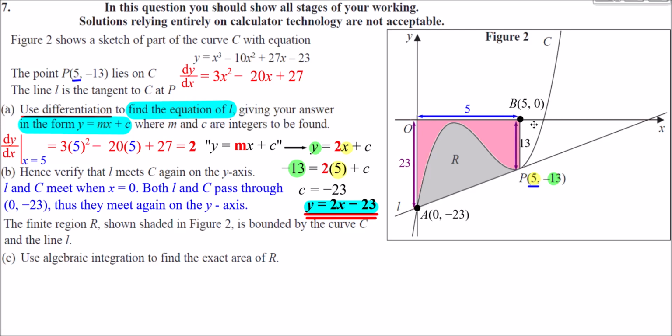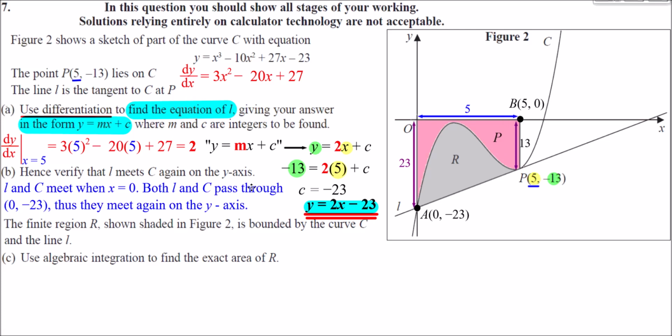In the same way, if that's 0 for y and this is minus 13, the change in the y direction is 13. So from that we could work out the area of this trapezium. And as I've said, this pink area is given to us by taking the integral of the curve in between 0 and 5.